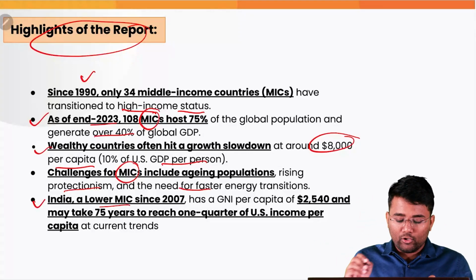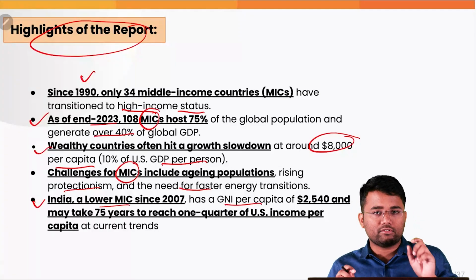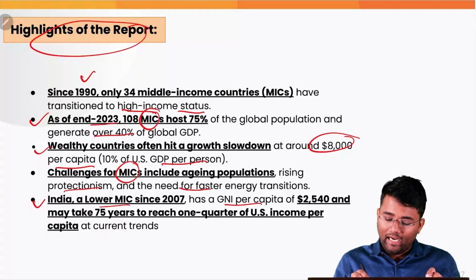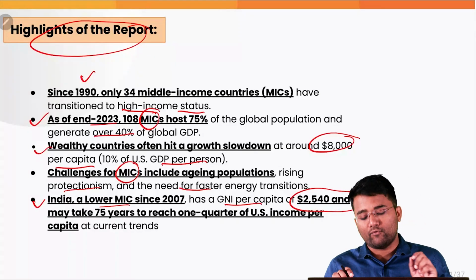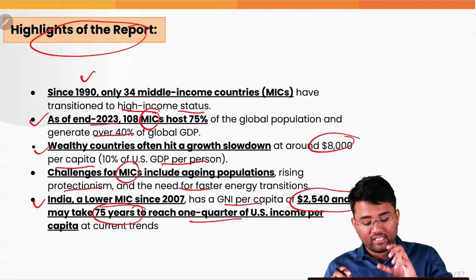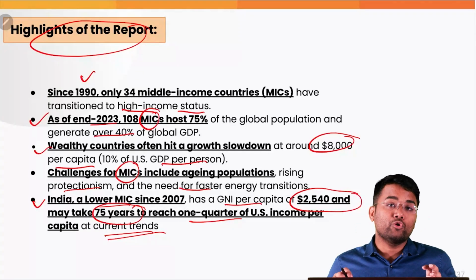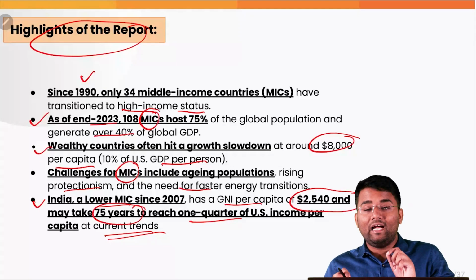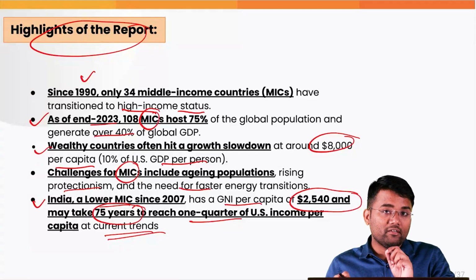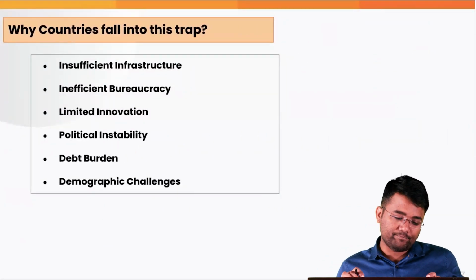And India is a lower middle income country since 2007 and has a GNI, that is gross national income per capita, of $2,540 and may take 75 years to reach 1/4 of US income per capita at current trends at what we are growing. So that emphasizes the point that it might be a case that India may get stuck in this middle income trap.